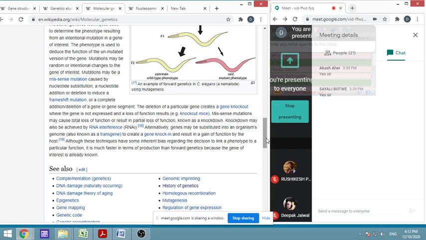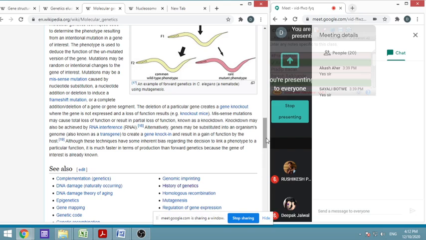May it be hypertension, may it be diabetes, may it be other things. What happens if these genes are not there, what happens to the physiology. Then some genes may be substituted into the organism's genome, they are called transgenes, to create a gene knock-in, meaning the gene which was not normally present in that particular animal or species is introduced, added into that. And they are called transgenic animals or transgene.